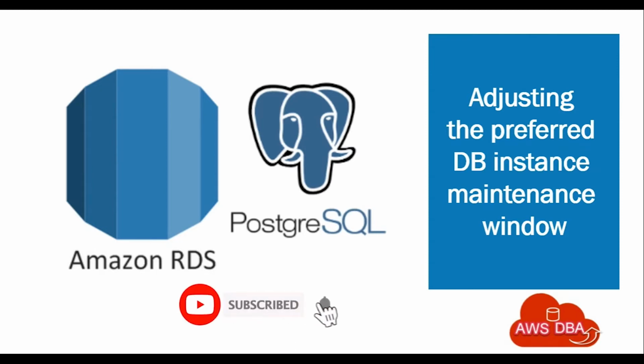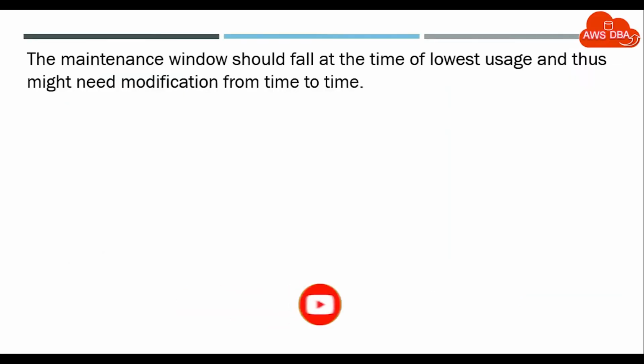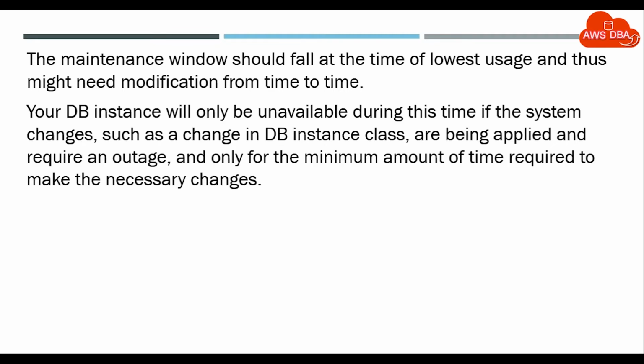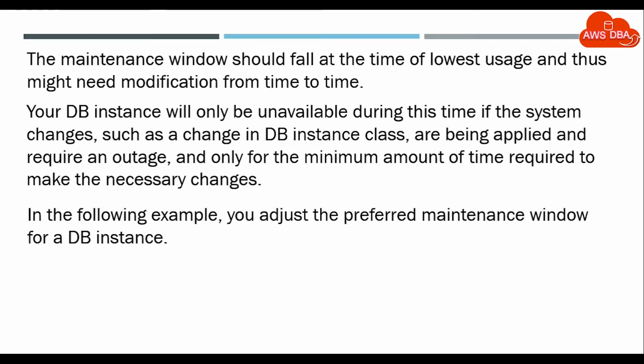In this session, we are going to see about adjusting the preferred DB instance maintenance window. The maintenance window should fall at the time of lowest usage and thus needs modification from time to time. Your DB instance will only be unavailable during this time if system changes, such as a change in DB instance class, are being applied and require an outage, and only for the minimum amount of time required to make the necessary changes.